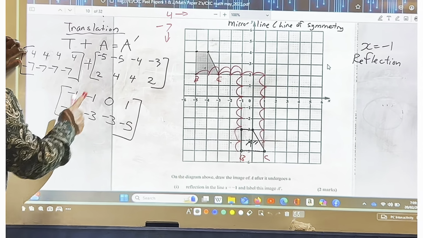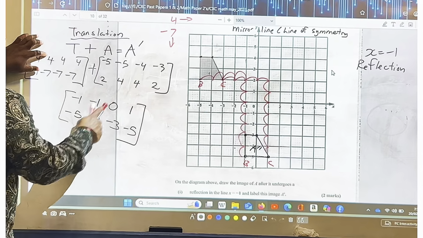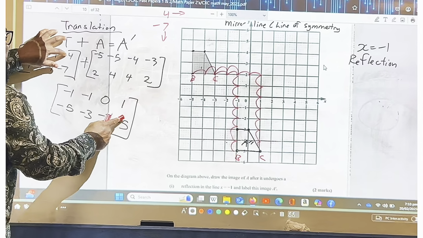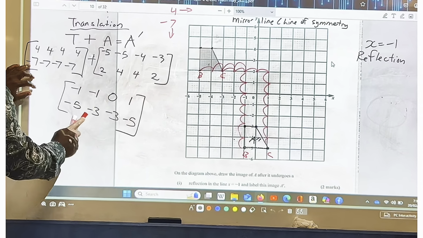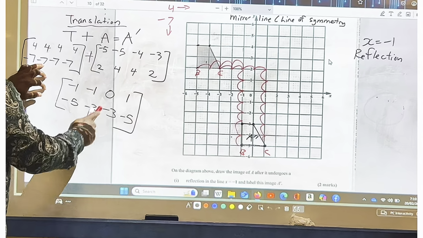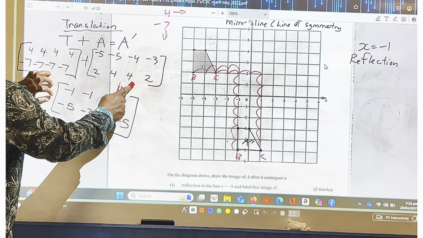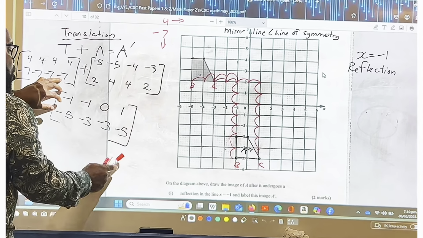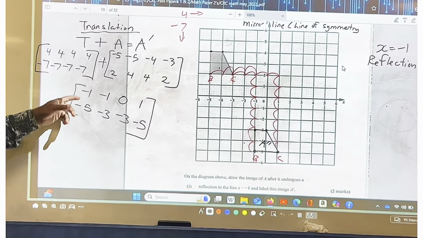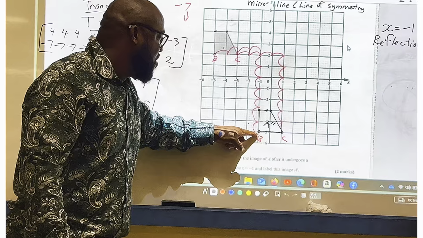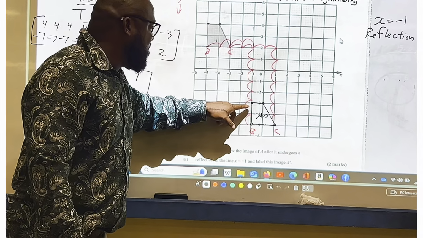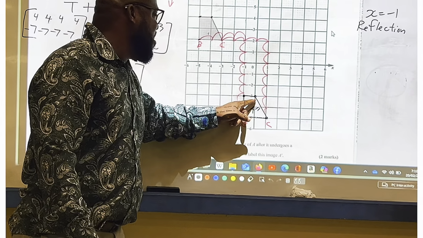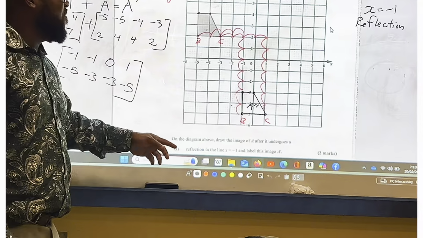Okay? So 4 take away 5 is negative 1. 4 take away 4 is obviously 0. 4 take away 3 is 1. Negative 7 plus 2 is negative 5. Negative 7 plus 4 is negative 3. And lastly, negative 7 plus 2 is negative 5. When we plot these: negative 1, negative 5, negative 1, negative 3, 0, negative 3, and 1, negative 5.